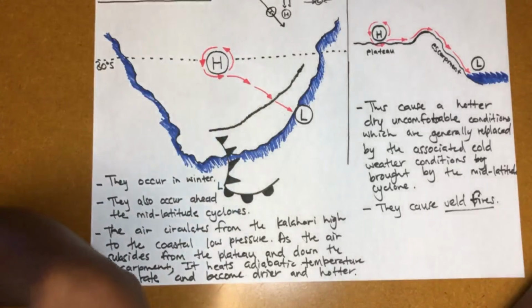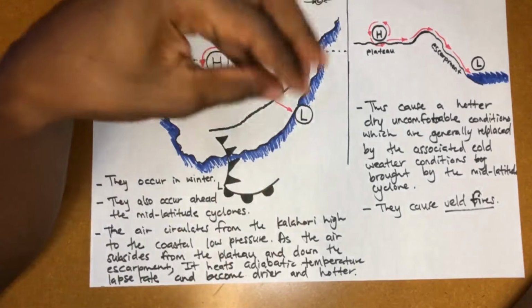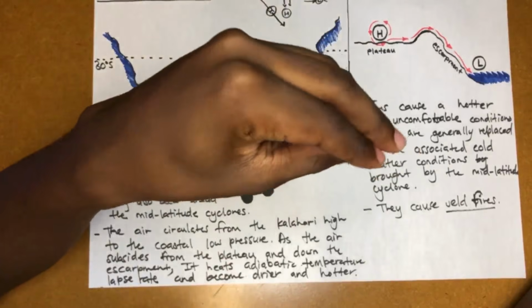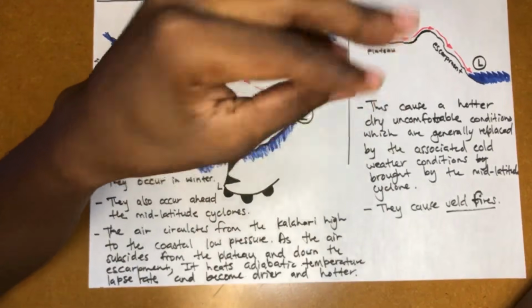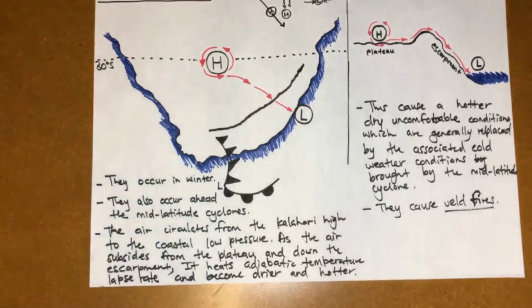So guys, you can try to find other convincing examples on how these veld fires or these bergwinds can negatively impact specific environments.